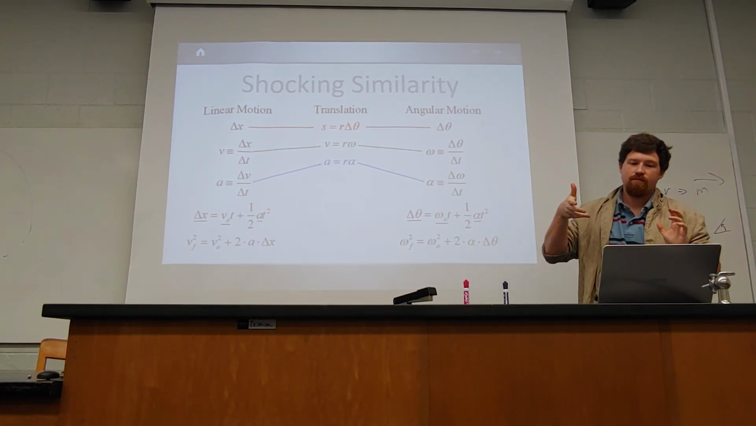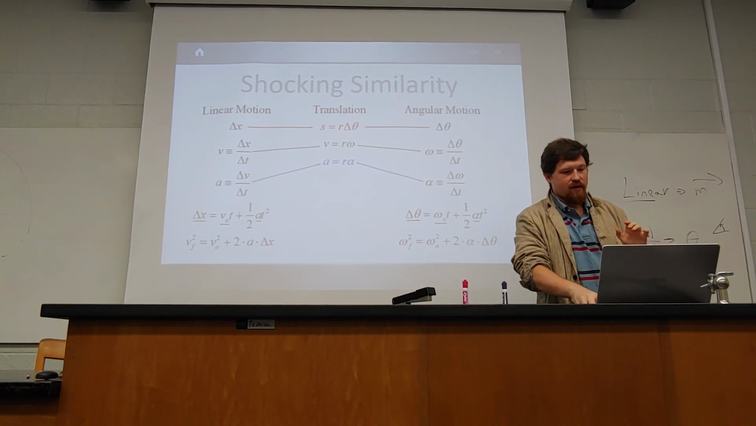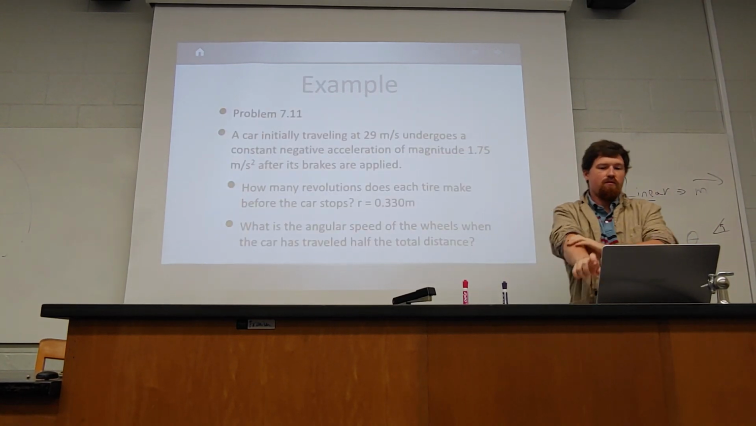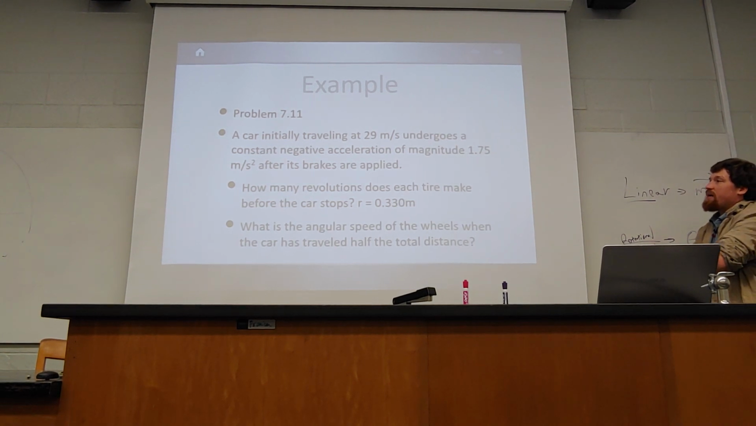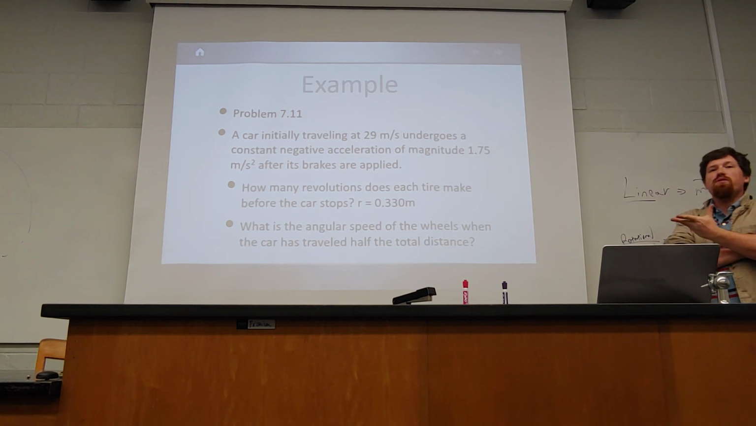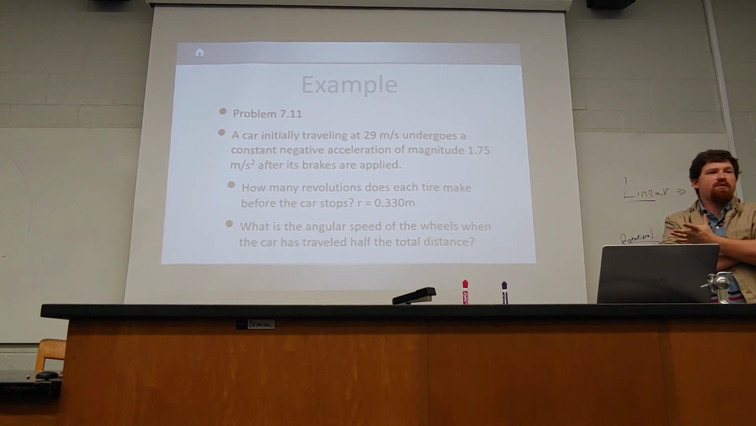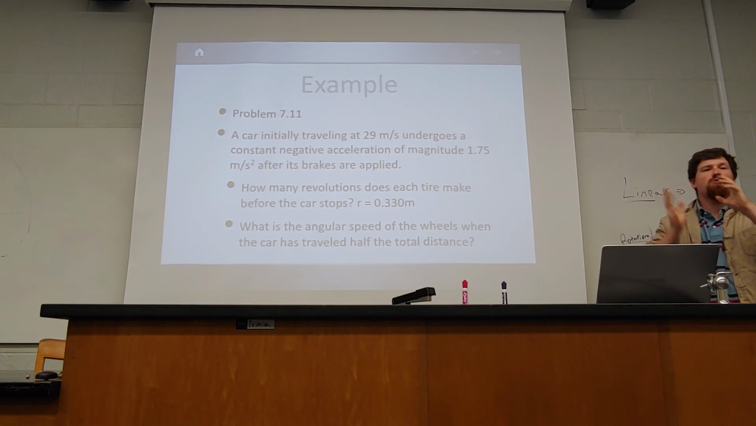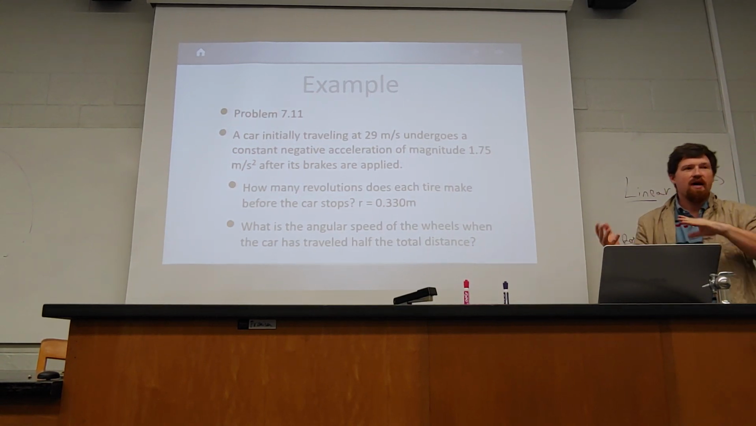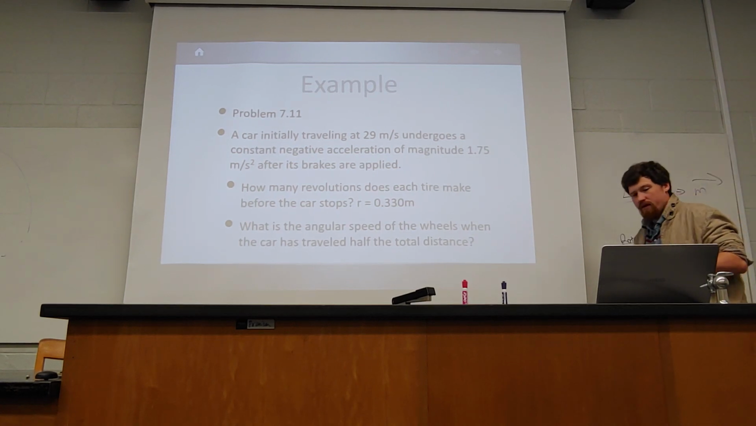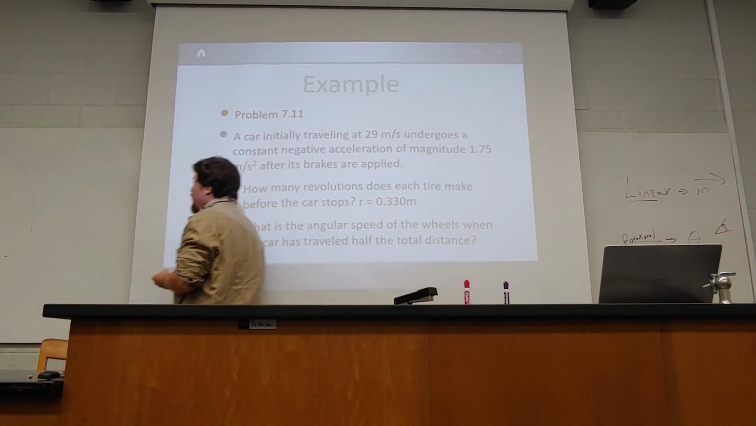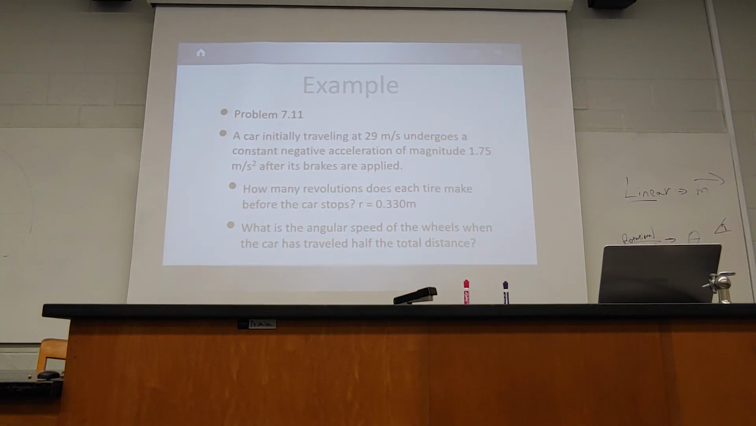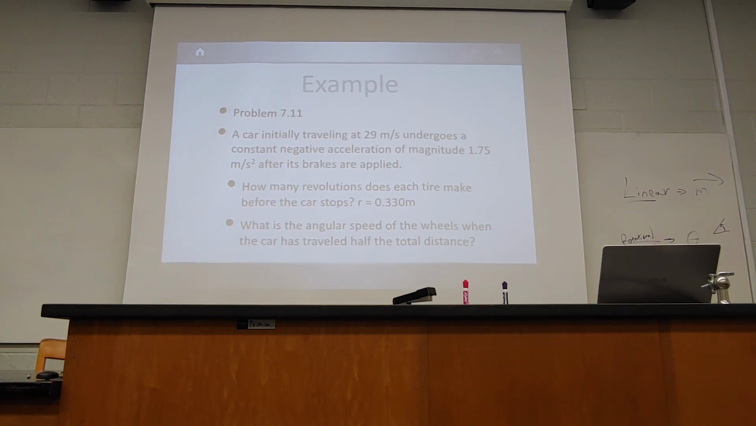Right. And now let's use this a little bit. Quick example, very quick example. A car is driving forwards, and as this car accelerates, its wheels will also be accelerating angularly. The wheels are spinning. They're going to be spinning at a different rate as the car linearly accelerates. Now, this car begins at an initial velocity of 29 meters per second, and then it begins slowing down. We do know the magnitude of its deceleration linearly.